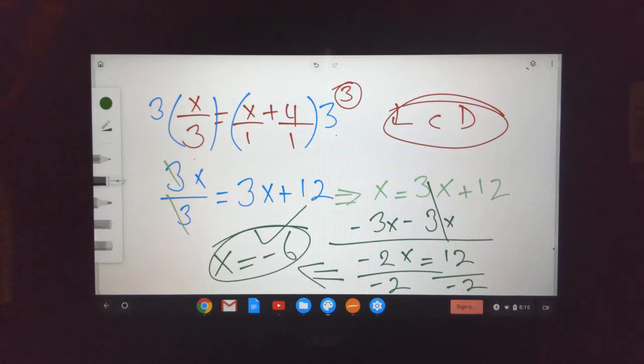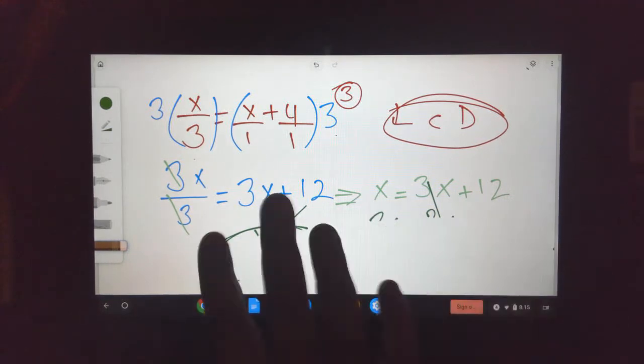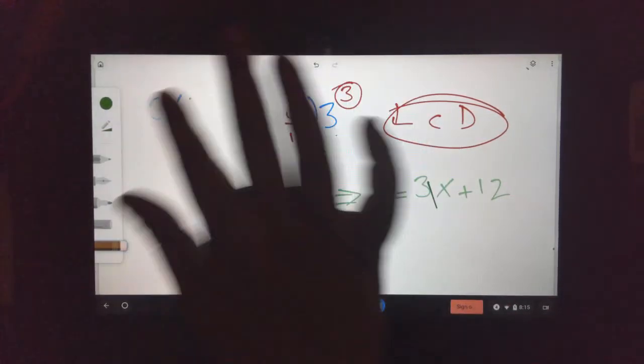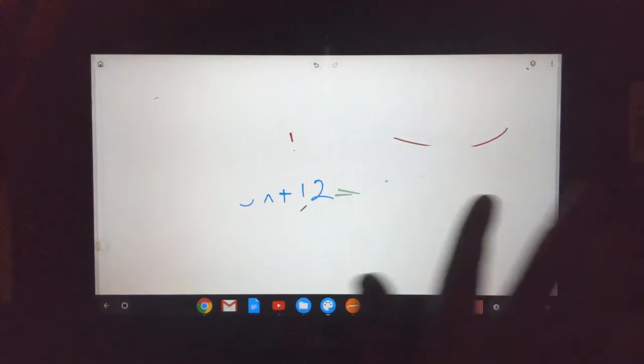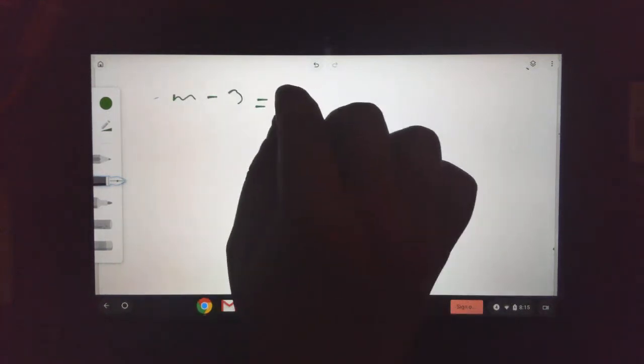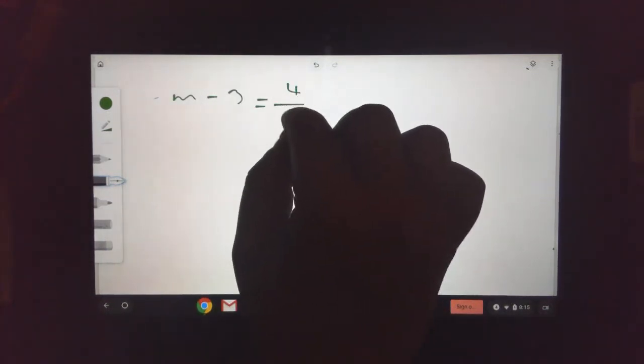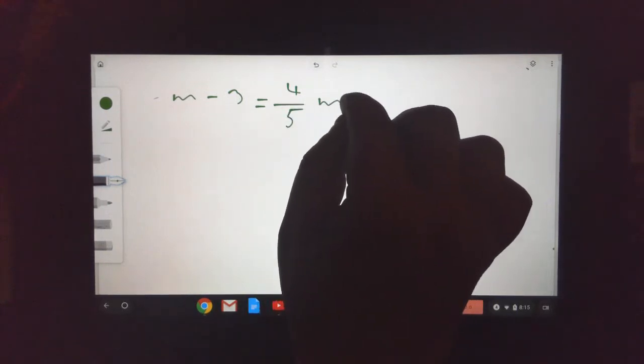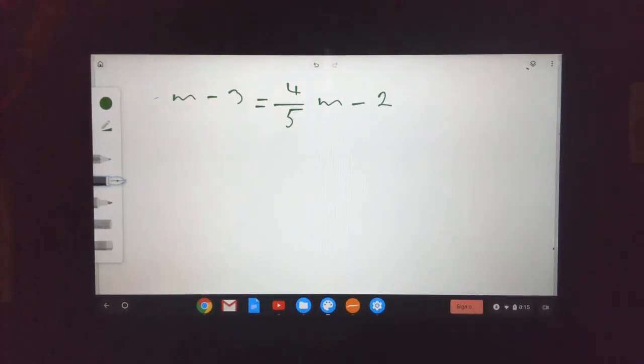Let's see how we can do another one. Let's erase this screen. Alright. Our next example is m minus 3 equals 4 over 5m minus 2.